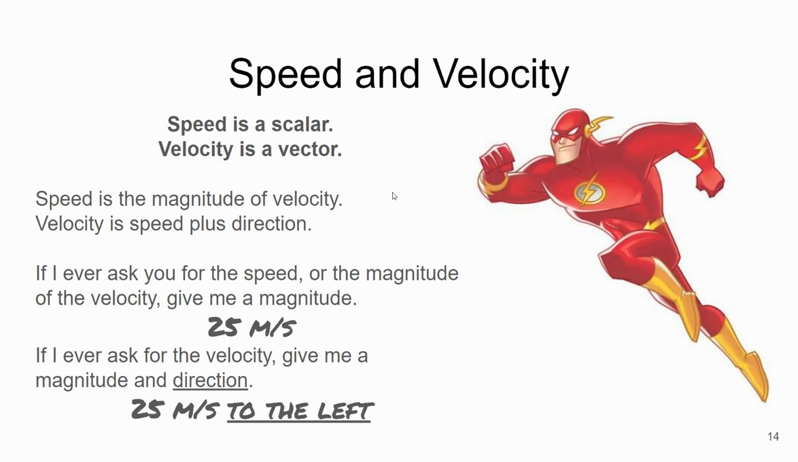If you ever get a physics problem and I ask you for the speed, or I might say, give me the magnitude of the velocity, you have to give me the magnitude. So 25 meters per second is a magnitude. If I specifically ask for the velocity, you have to give me magnitude and a direction. So the Flash in this case might be going 25 meters per second to the left. 25 meters per second is the magnitude. To the left is the direction.